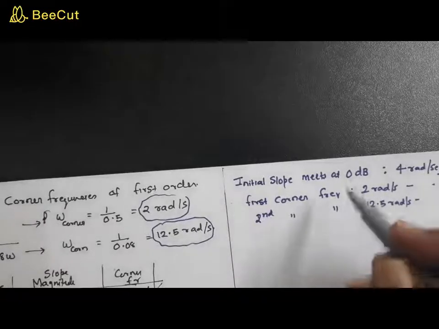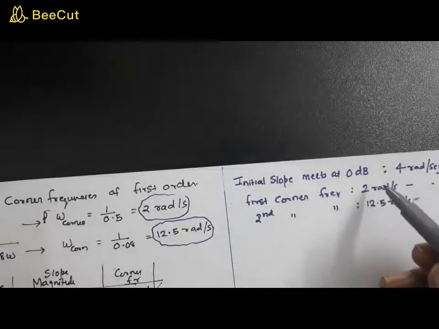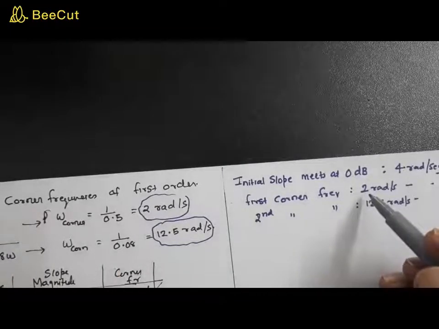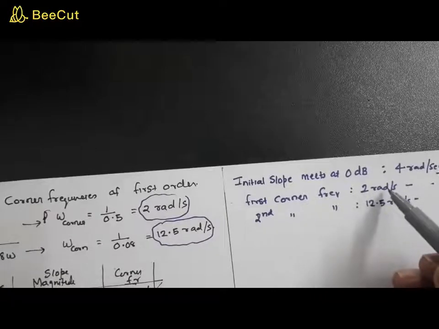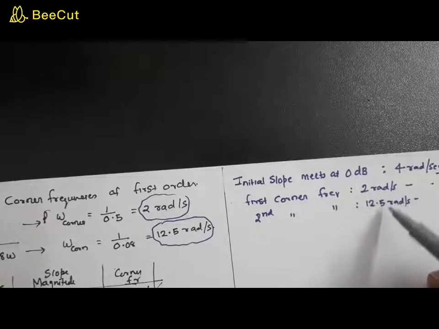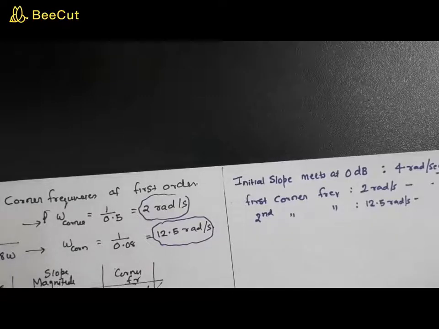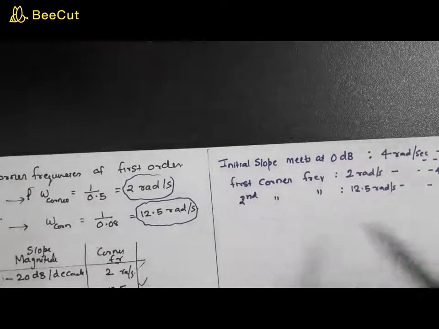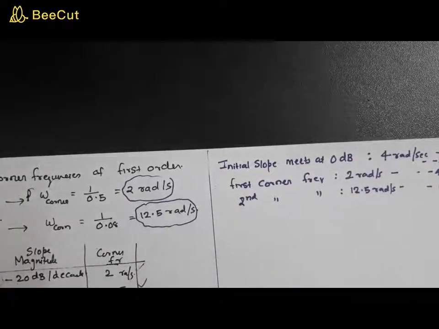So the Bode plot for this question falls at minus 40 dB per decade from 2 radians per second onwards, and from 12.5 radians per second onwards it falls at a rate of minus 60 dB per decade. You'll understand when we start to plot the Bode plot. These are the essential parameters required for plotting the magnitude plot. Remember, we are only in the first part of the Bode plot, that is the magnitude plot.